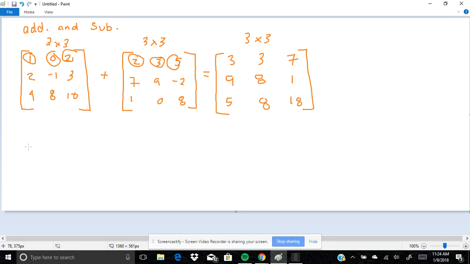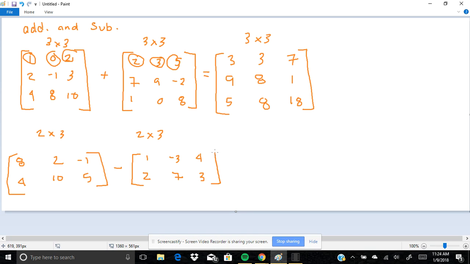So for subtraction, let's do 2 by 3s. That would be, let's say, 8, 2, negative 1, 4, 10, 5. Subtracting 1, negative 3, 4, 2, 7, 3. So you do the exact same thing as we did on the addition, but it would just be subtraction.